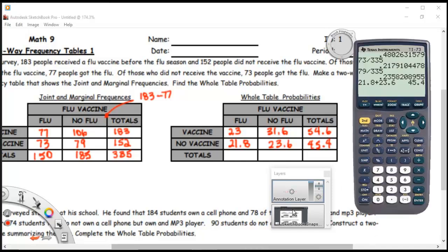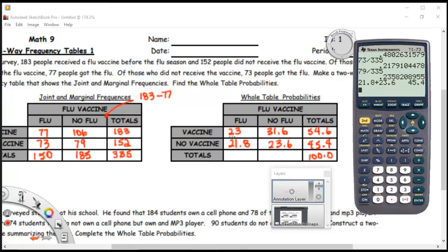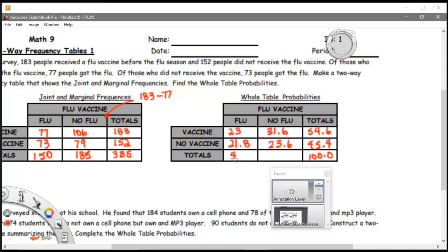Now when I add up that far right-hand column, it should give me 100%. If it doesn't, it means you did your calculations wrong. Now when I add those columns up to give the bottom marginal frequencies, 23 plus 21.8 is 44.8, and then I have 55.2. I add those two bottom totals up and it equals 100%. So that tells me I've done my whole table probability right and my joint and marginal frequencies right.